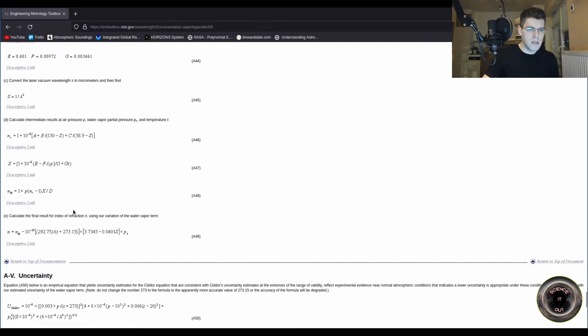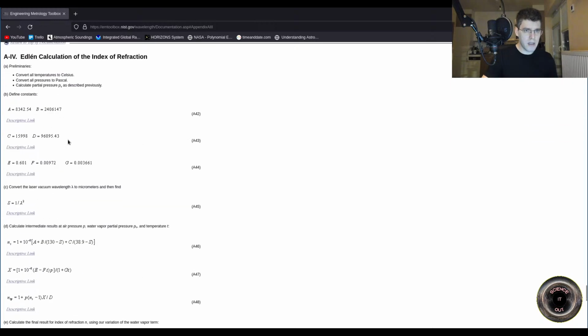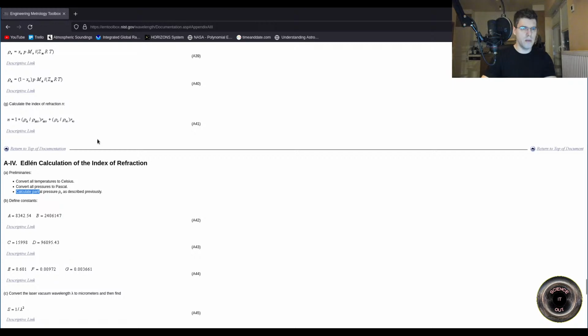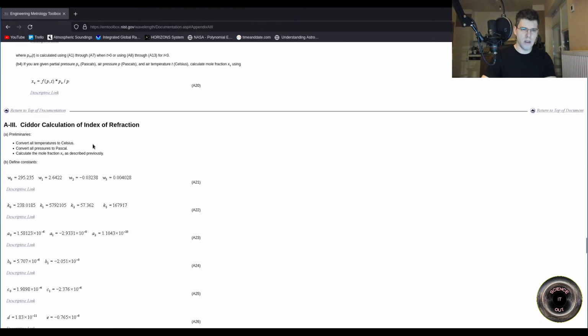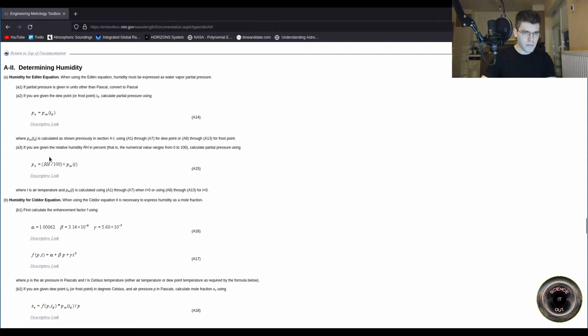One thing to note is that both these equations can take humidity into account. It says calculate partial pressure PV, which is the partial pressure of water vapor in the air, and you calculate it using relative humidity and temperature, I believe, and that should be all, because I think this doesn't really depend on pressure. Oh no, actually there is some dependency on pressure apparently here. Anyway, it can be calculated.